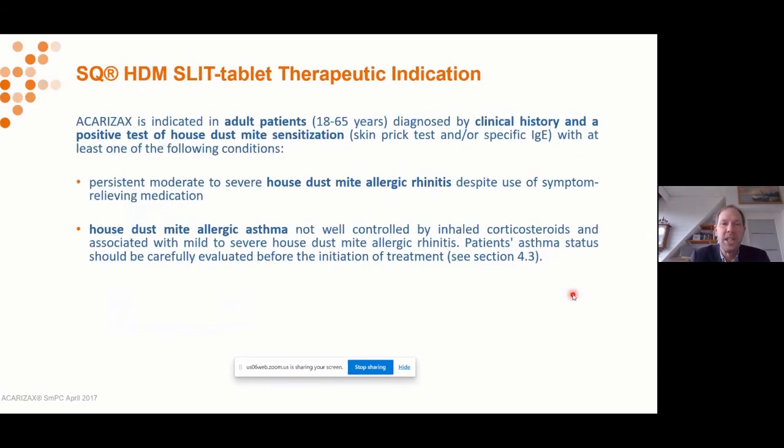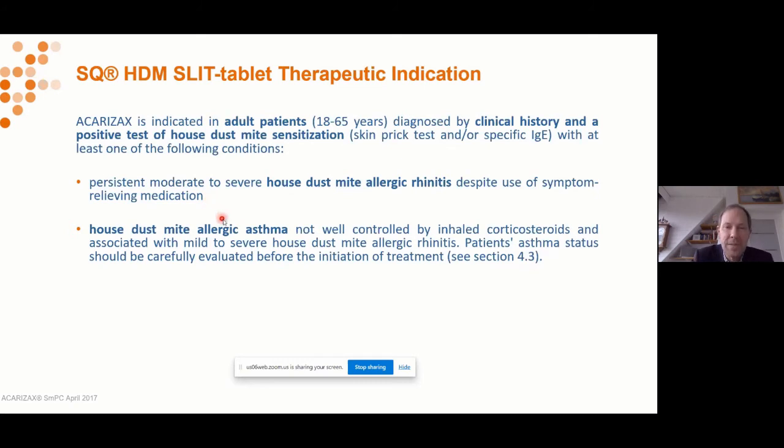So the product is indicated in adult patients with a clinical history and a positive prick test of house dust mite sensitization. And the symptoms should be moderate to severe despite the use of symptom relieving medication, meaning the ideal rhinitis patient is the patient that has taken antihistamines. The antihistamines did not work or did not help him enough. He still has symptoms. So this is the right patient for this tablet.